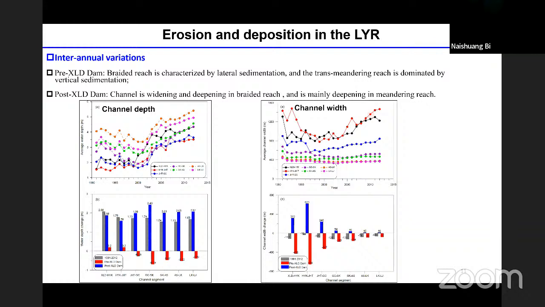However, after the construction of the Xiaolangdi, the channel in the braided reaches is widening and deepening, but the meandering reach is mainly deepening.